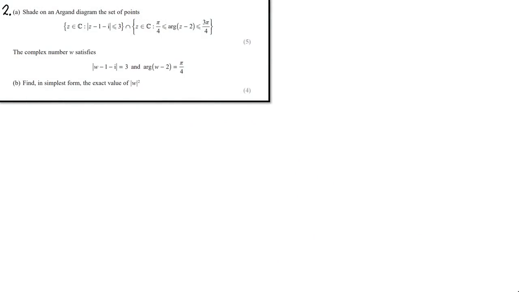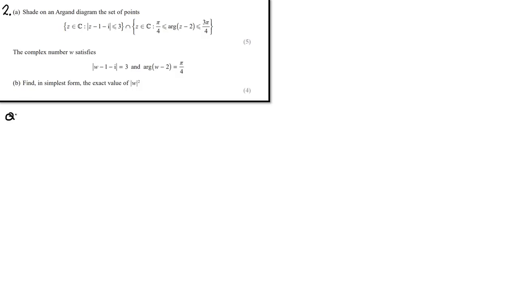Moving on to question 2 here. We've got a question taking a look at sketching on an Argand diagram. So part A, we're asked to shade on an Argand diagram the set of points, and then again these 2 parts here, and then part B is a bit of a follow-on essentially from part A. So if you struggle with part A, you might find part B quite tricky. Okay, so let's just jump straight into this with part A.